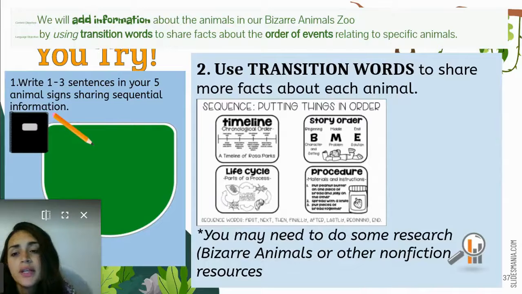And now I would like for you to give it a try. Write 1 to 3 sentences in your 5 animal signs sharing sequential information about its life, the way it looks, its history, or its life cycle. And make sure to use transitional words to share more facts about them. You may need to do some additional research in the Bizarre Animals book or in another online resource.